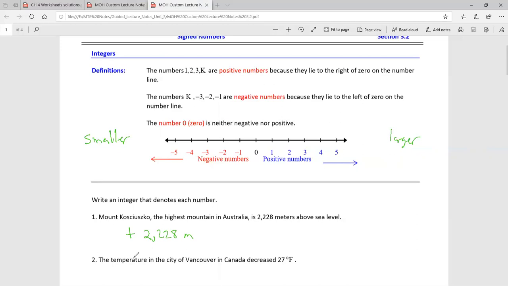Problem 2, the temperature in Vancouver, Canada decreased 27 degrees Fahrenheit. Decrease means to make smaller or to be negative as a number. So that would be a negative 27 degrees Fahrenheit. Make sure you're writing your units for problems like this. You might not have to type that, obviously, but if this was a handwritten test, those would be important.